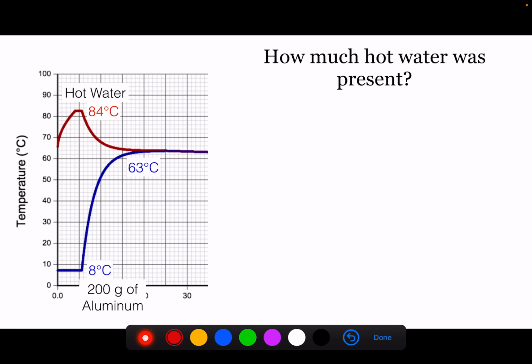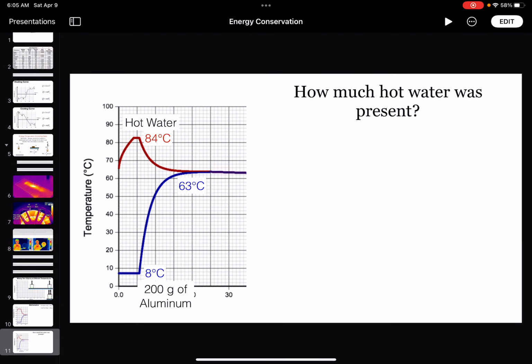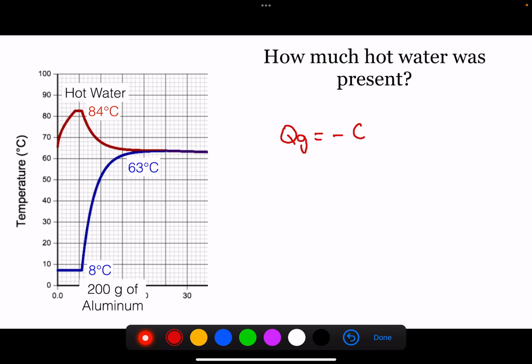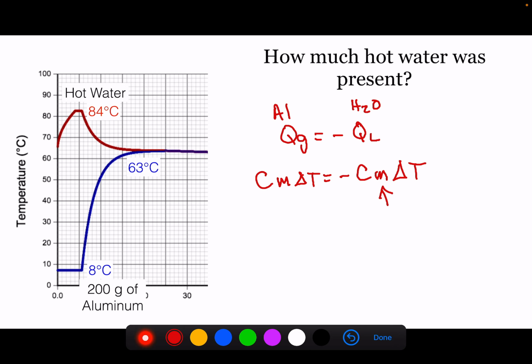Okay, we might sometimes have different phases, so in this case we have hot water and aluminum. Neither of them are changing phase, so we can again write our Q gained equals negative Q lost. Gaining again, this time the aluminum is cold, so we're going to have the aluminum gaining and the water losing. We're going to do Cm delta T. We're going to do Cm delta T. And this time we're trying to figure out how much hot water we need to raise the temperature of the aluminum to the 63 degrees.